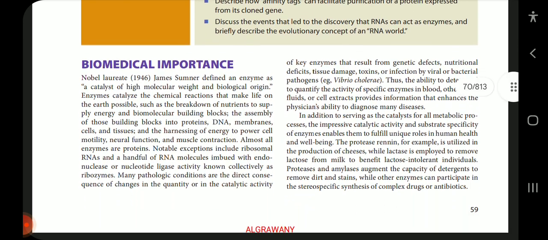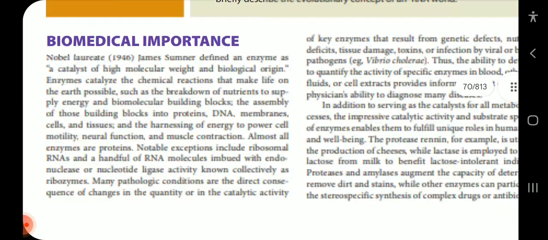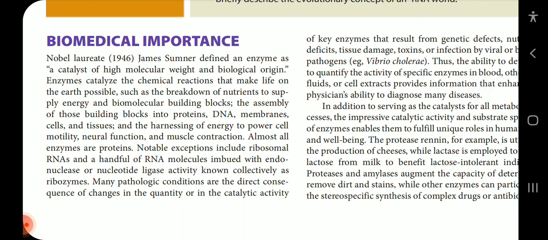So, first, starting with biomedical importance. Nobel laureate James Sumner in 1946 defined an enzyme as a catalyst of high molecular weight and biological origin. Enzymes catalyze the chemical reactions that make life on Earth possible, such as the breakdown of nutrients to supply energy and biomolecular building blocks, the assembly of those building blocks into proteins, DNA, membranes, cells, and tissues, and the harnessing of energy to power cell motility, neural function, and muscle contraction.